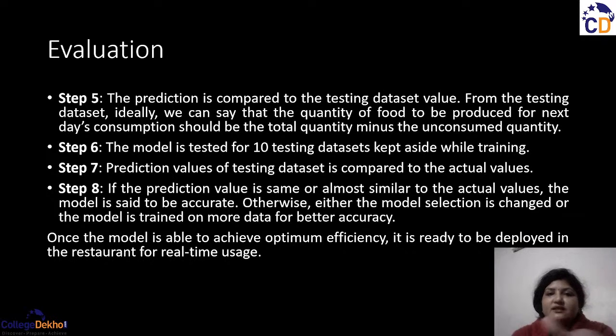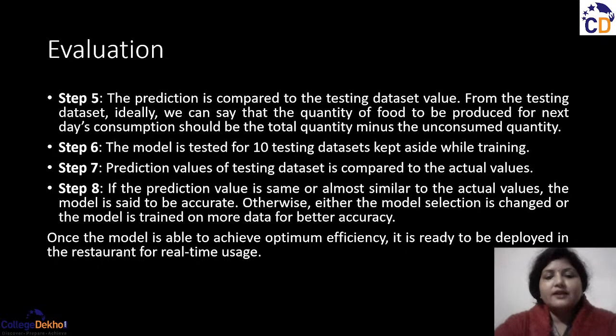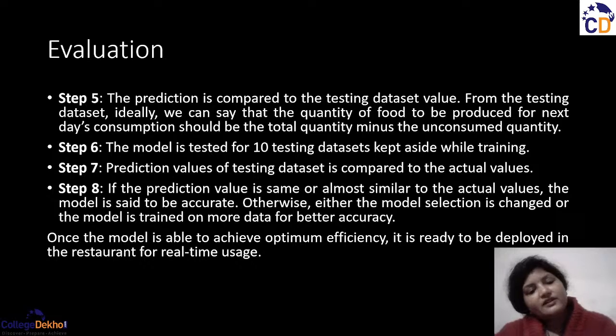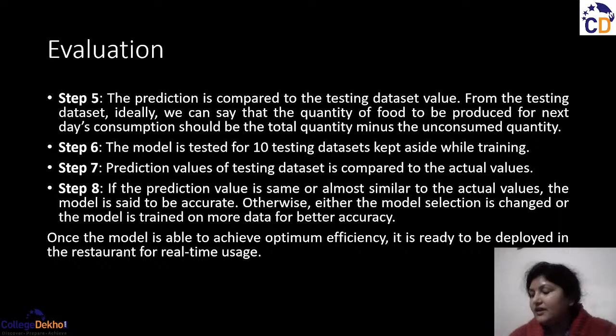In this case, we have already trained the system with 30 data sets and evaluated as well. Out of 30, 20 is for training the model, and 10 is kept for testing, right? Once the model is able to achieve optimum efficiency, it is ready to be deployed in the restaurant for real-time usage. So this is how your AI project cycle works, right?